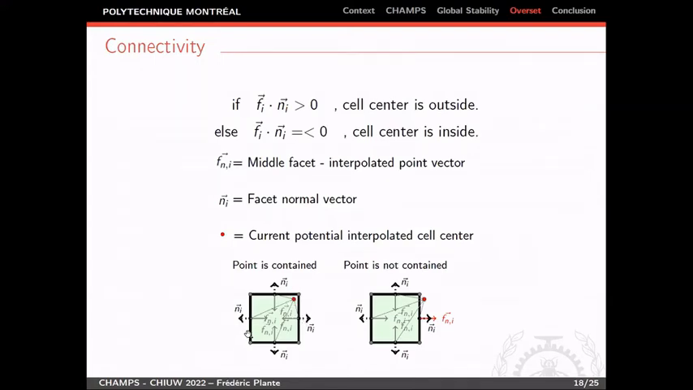So we have an example where this test will give us a point inside and outside of the cell. And then this is the center of a cell on another subdomain, and we'll use interpolation to transfer the variables from the donor cell to the receiver cell.